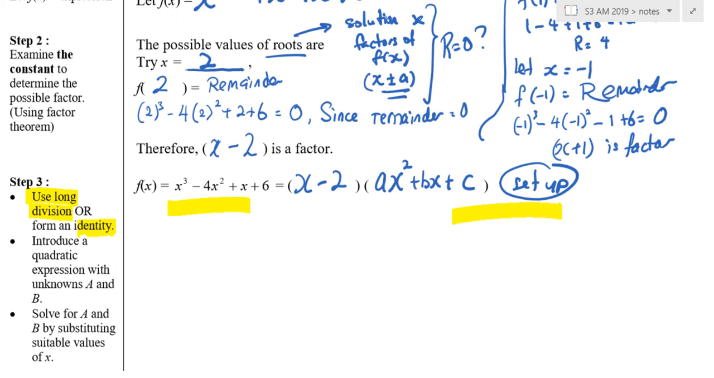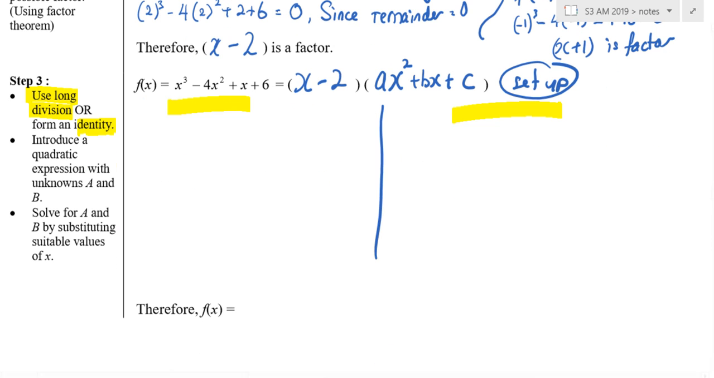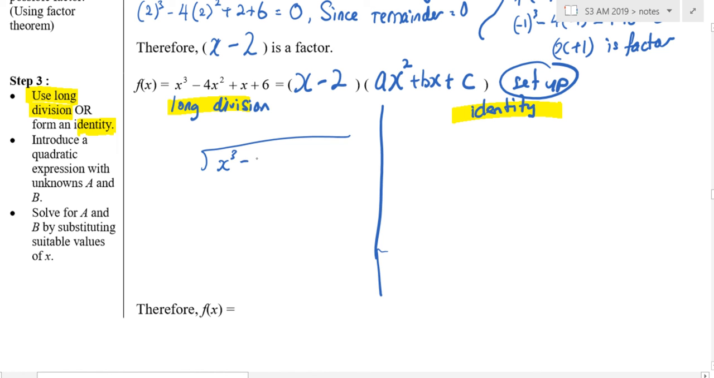But the rest is always I don't know. Question: can A be 0? Can B be 0? Can C be 0? I don't know, but I just set out a general thing first. Now, why do I highlight the yellow? This part here, divide into two parts. I would like to do long division. I would like to do identity. Now, how does long division look like? For the last time, can everyone do long division with me?